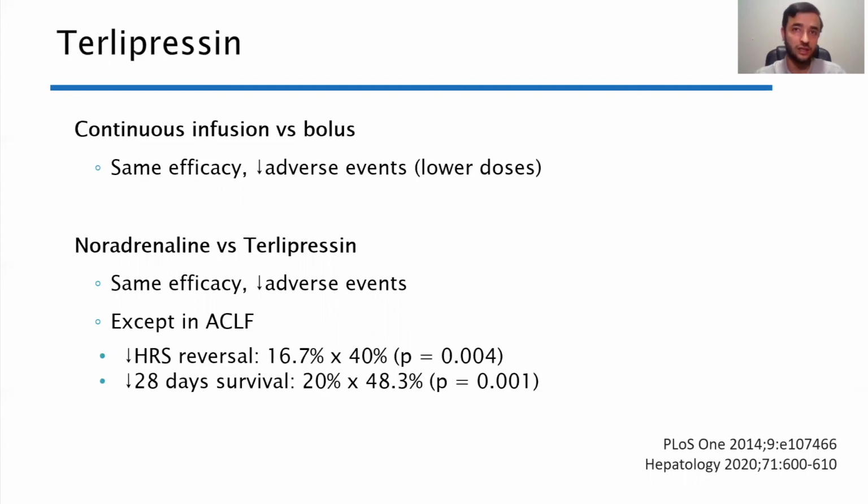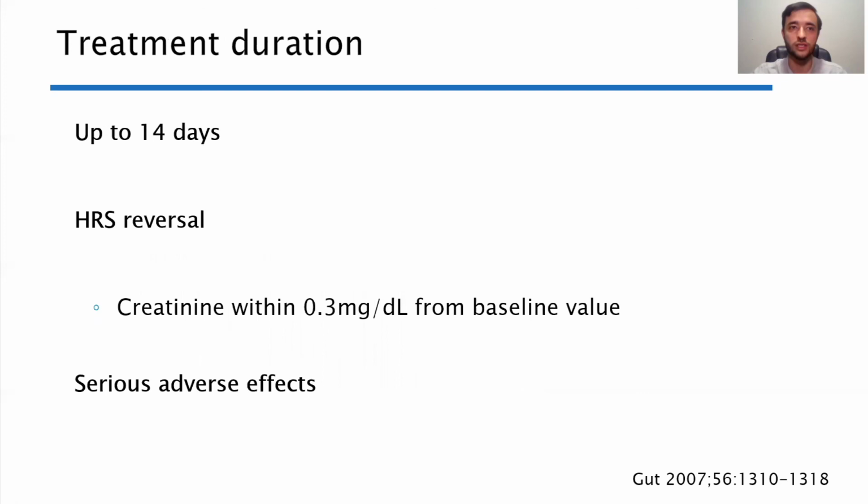Noradrenaline is an alternative, especially in places where terlipressin is not available. In earlier studies, they demonstrated that it has the same efficacy with lower adverse events rate. However, more recent studies in patients with ACLF showed that noradrenaline had a lower rate of HRS reversal, 16% against 40% using terlipressin, and also a lower 28-day survival, 20% against 48%. So terlipressin is still the drug of choice.